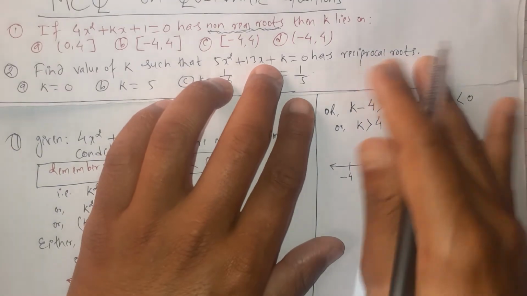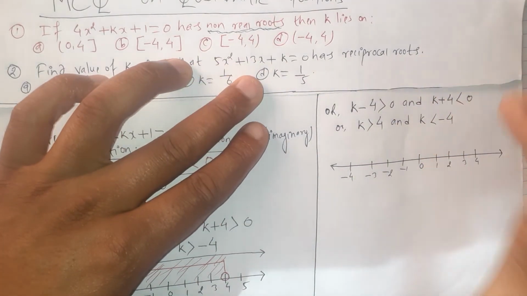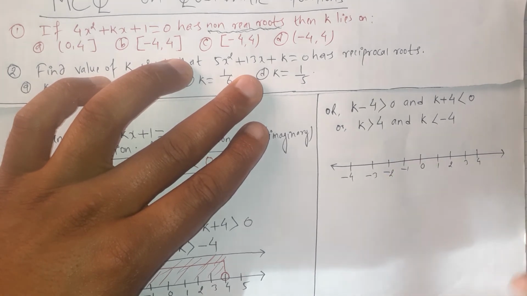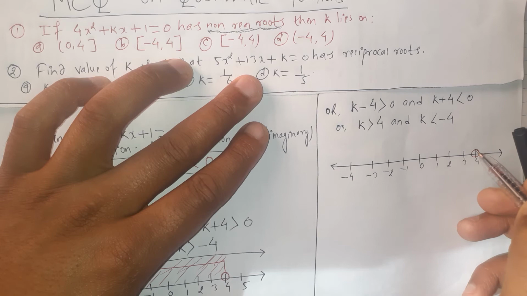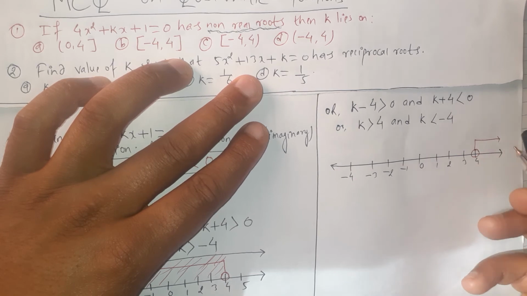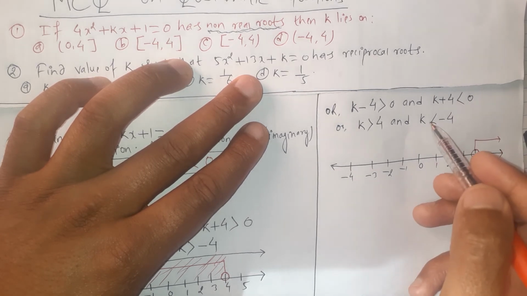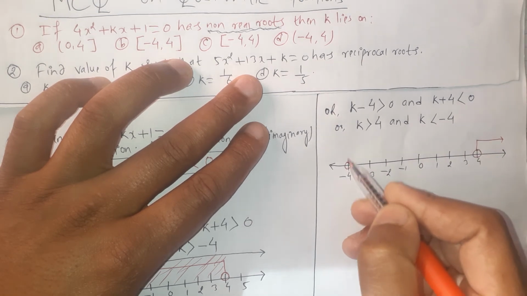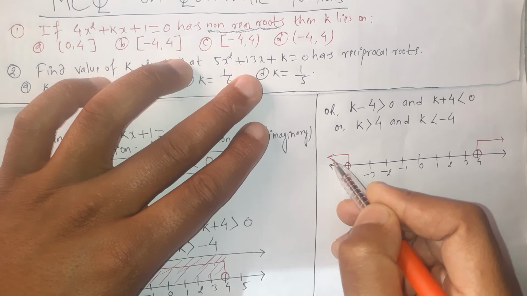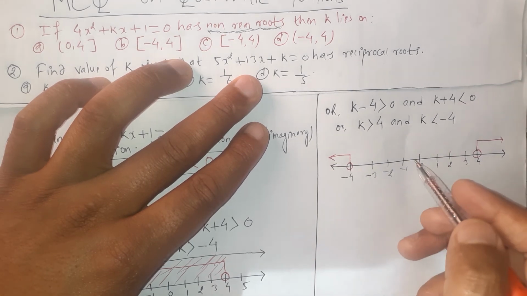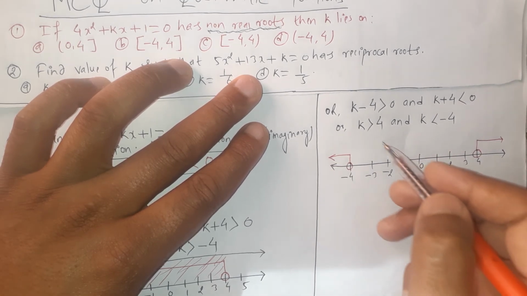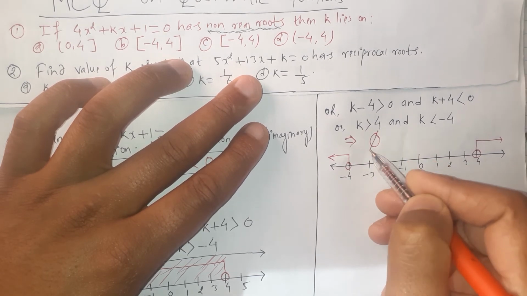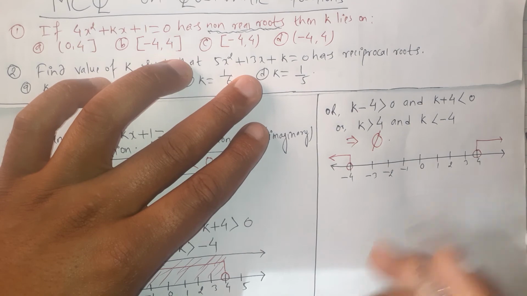Here the first case is k greater than 4. Here is the 4, and k greater than 4 is represented like this. And the second one is k less than negative 4. Here is negative 4, and less than means the left part. And here there is no common part, no intersection. So the result will be the empty set, which is represented by phi.